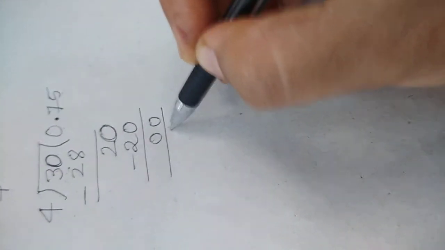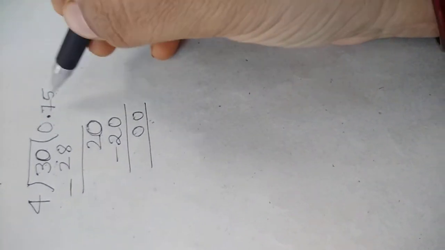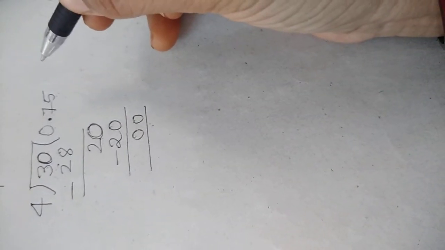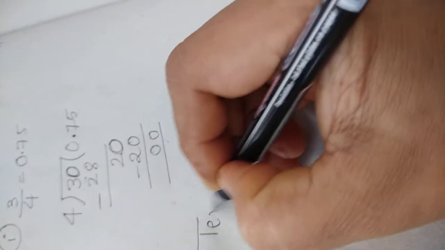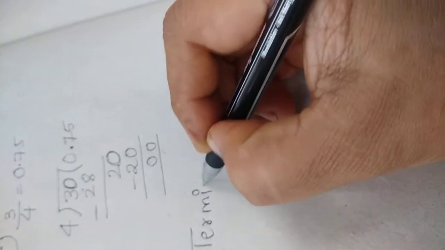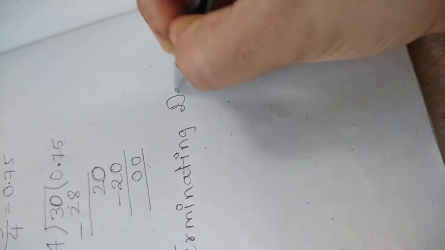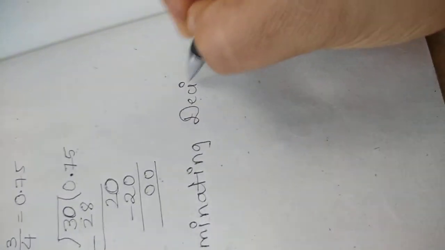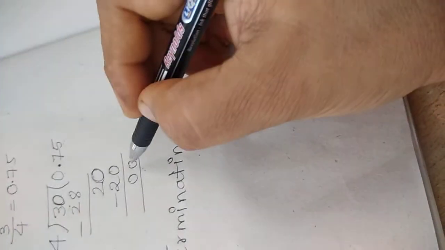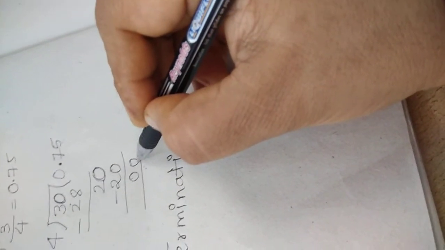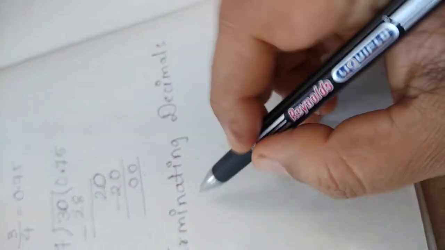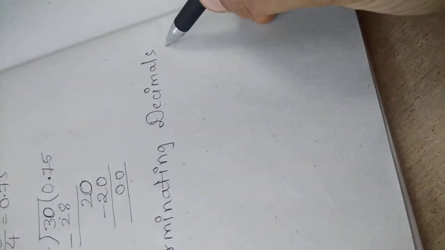0.75. As we are getting remainder 0, such type of decimals are called terminating decimals. Okay, because we are getting a remainder 0. It is completely divisible. So they are called as terminating decimals. Right? Let us see the second example.